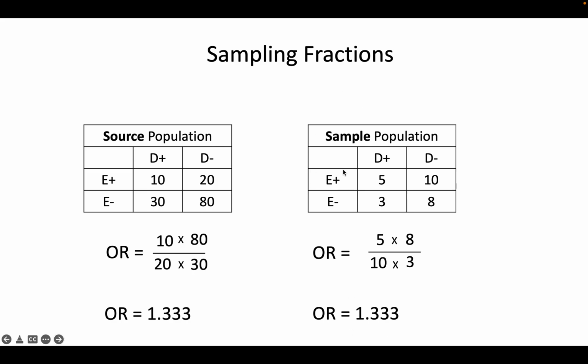So basically what that showed us is all 4 cells don't have to have equal sampling fractions, but as long as the exposure positive row has the same sampling fraction, it can be different from these two as long as they have the same sampling fraction. And similarly, disease positive and disease negative can have a different sampling fraction as long as these two cells are equal and these two cells are equal, because that creates another situation where something in both the numerator and denominator is being changed by the same amount.